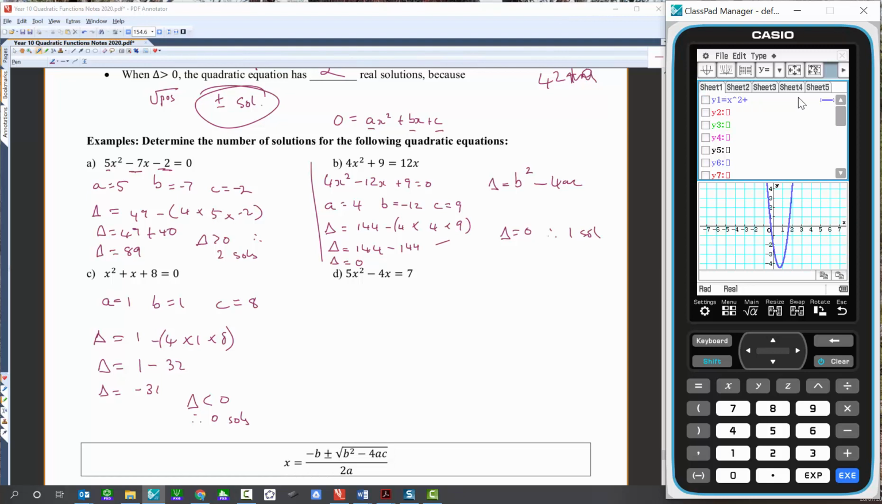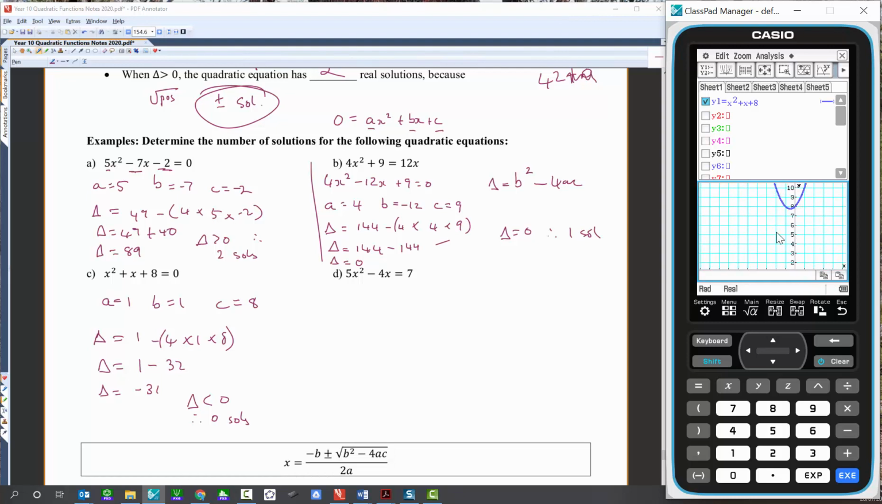X squared plus X plus 8. Let's have a look. Where is it? There you are. All right, so there's the x-axis here. I want to know how many times it intersects the x-axis, and this is saying it doesn't. And the discriminant is telling us that by saying it's less than 0, so I've got no solutions.